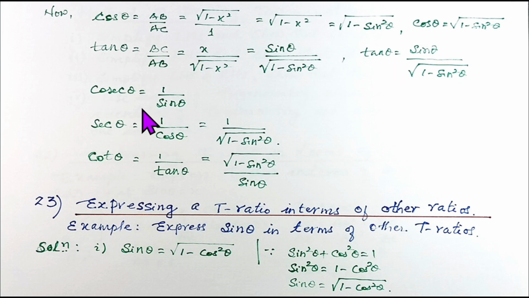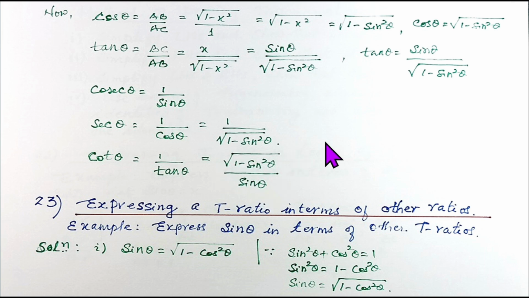Now cosec theta is 1 upon sin theta because it is the reciprocal. Then sec theta is equal to 1 upon cos theta, and we know what cos theta is. The value of cos theta is root of 1 minus sin square theta, therefore sec theta is 1 divided by root of 1 minus sin square theta, so sec theta is expressed in terms of sin theta. Now let us take cot theta. Cot theta is 1 upon tan theta. We already know tan theta is sin theta divided by root of 1 minus sin square theta. Putting it here, we get root of 1 minus sin square theta divided by sin theta.